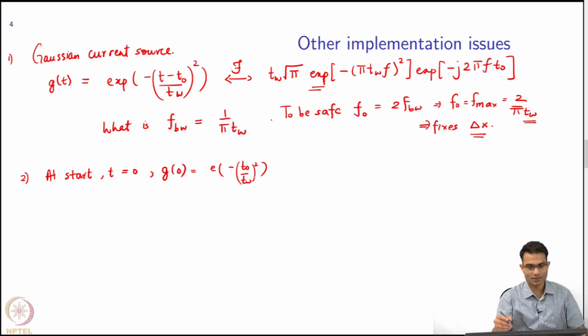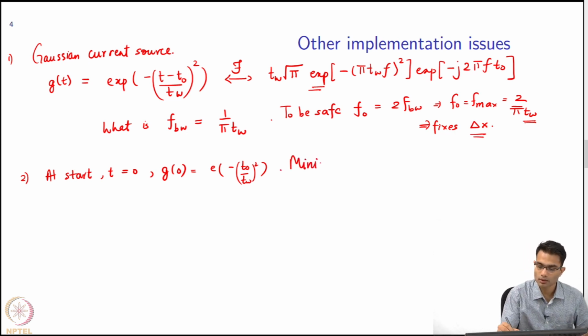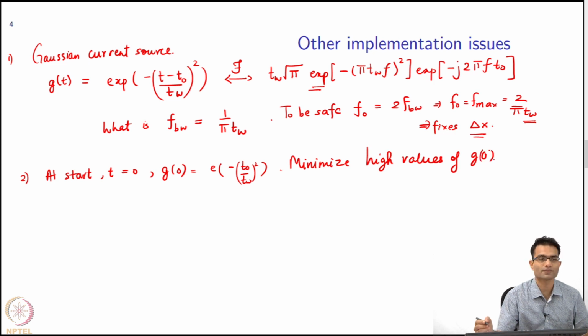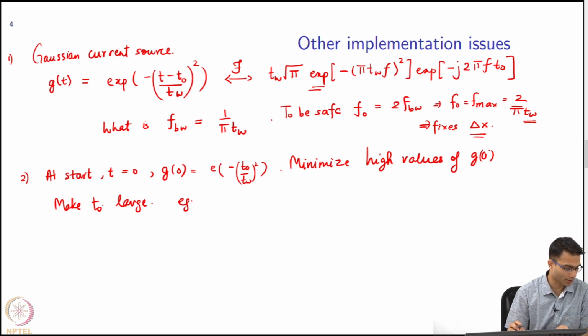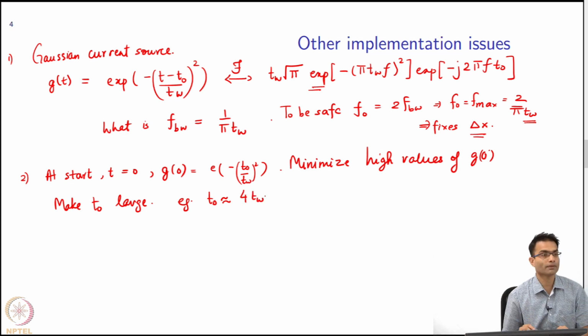If you want to minimize high values of G0, the simplest fix is to make TW large. So, example, TW is going to be fixed, so not TW, T naught. T naught, for example, I can fix to be say 4 TW. I do not want to play with TW for this. TW is what is controlling the characteristics of my source, narrow band or wide band or whatever.